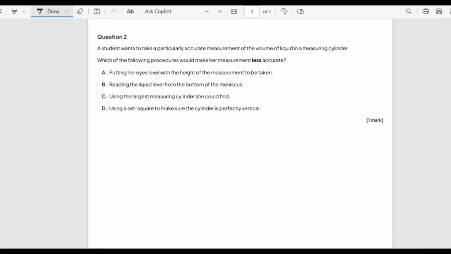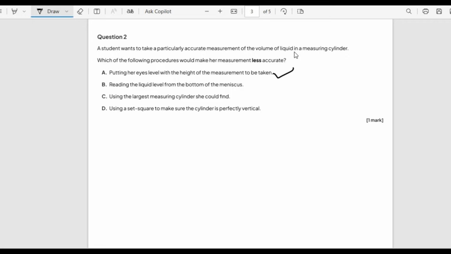Second question. Okay, so now let's see the second question. It says that a student wants to take a particularly accurate measurement of the volume of liquid in a measuring cylinder. Which of the following procedures will make her measurement less accurate? Now the question is asking what she will do so that her measurement is less accurate. The very first option that is given is putting her eyes level with the height of the measuring cylinder, measuring to be taken. So yeah, this is correct.